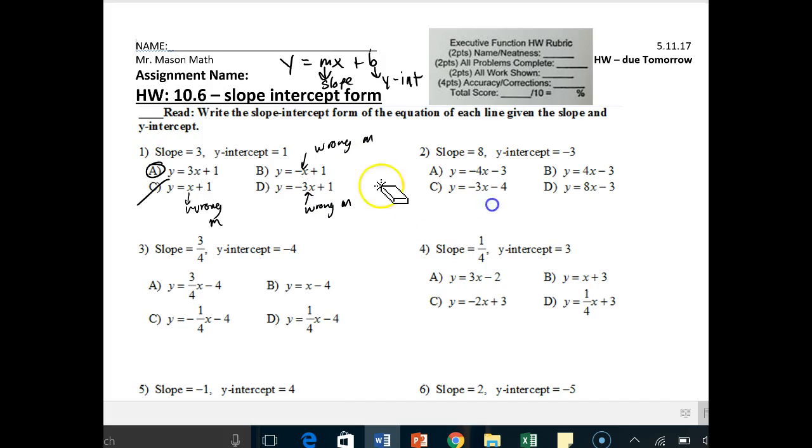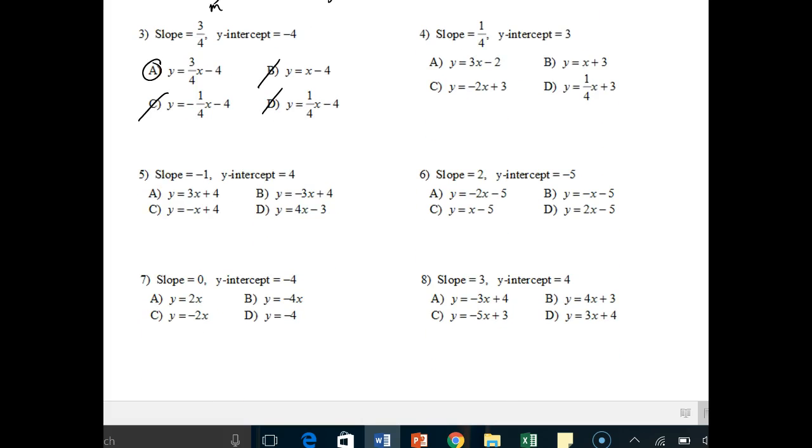Right, number 3, slope of 3/4 x with a y-intercept of -4. So anything that doesn't have 3/4 is gone, so A is your only answer. A slope of -1, remember this is going to look like -x because they don't put down -1x, and a y-intercept of 4. So we could go through here. This has got the wrong y-intercept, that's gone.